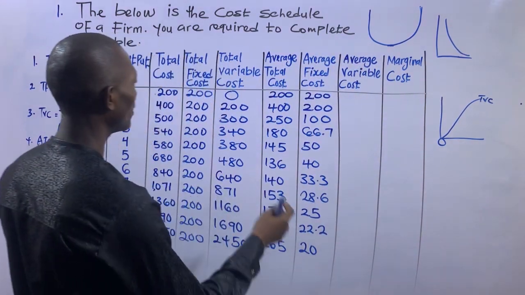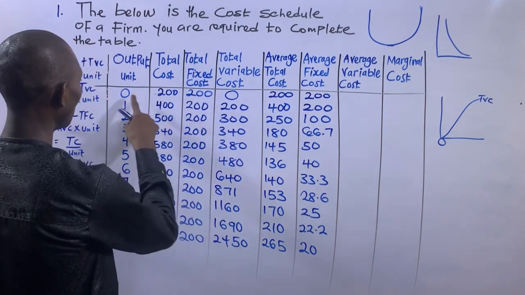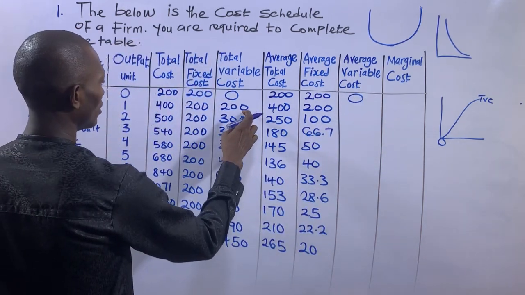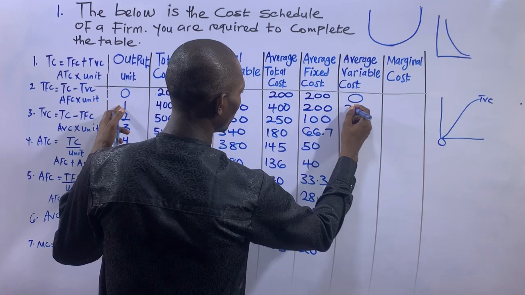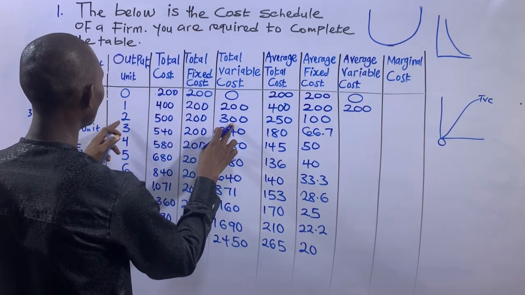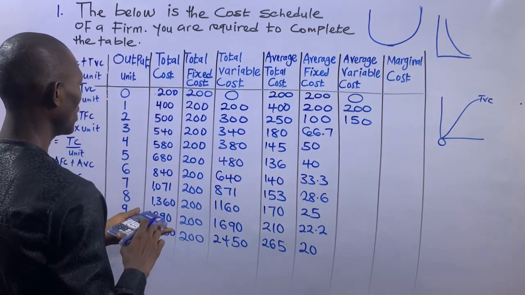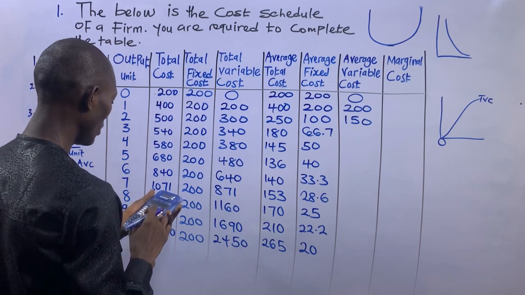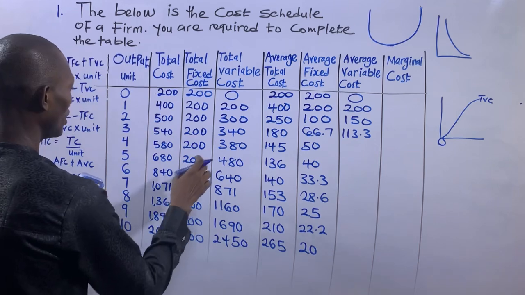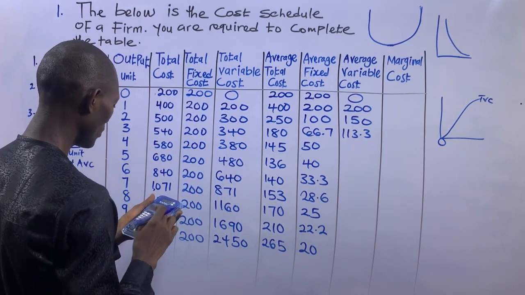We have been given total variable cost as this, then the unit of output. So this divided by this, we have this. The first is going to be 0. Then 200 divided by 1, we have 200. Then 300 divided by 2, that's 150. 340 divided by 3, that's 113.3. Then 380 divided by 4, that's 95.